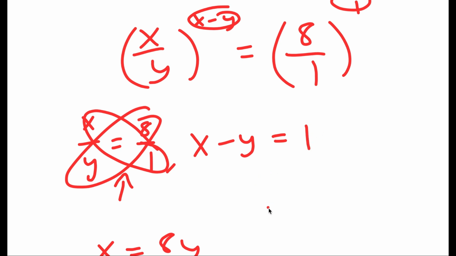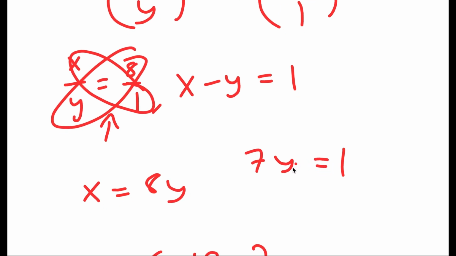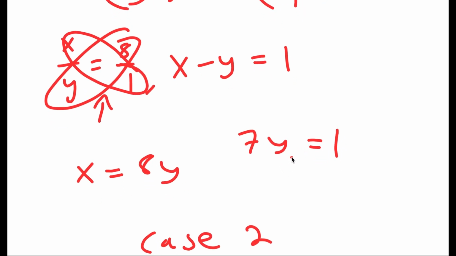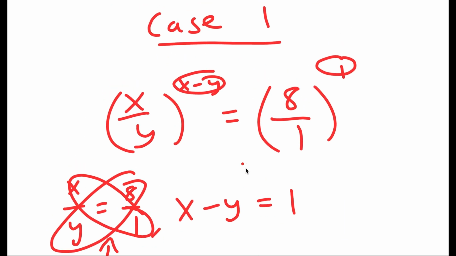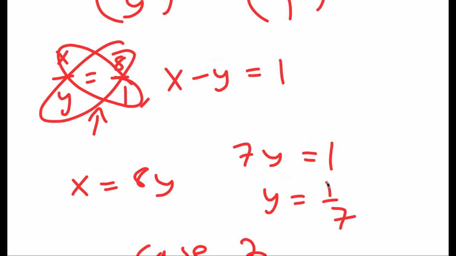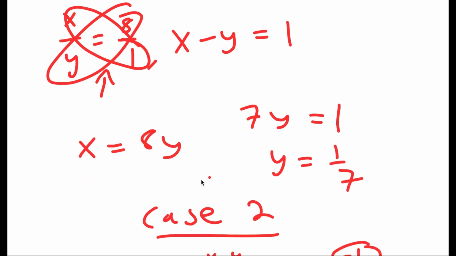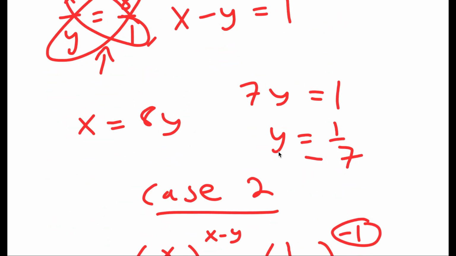I have 7y is equal to 1. So I have x is equal to 8y and 7y is equal to 1. So this means that y is equal to 1 over 7 over here. And if y is equal to 1 over 7, then if I plug this in over here, I get x is equal to 8 over 7.